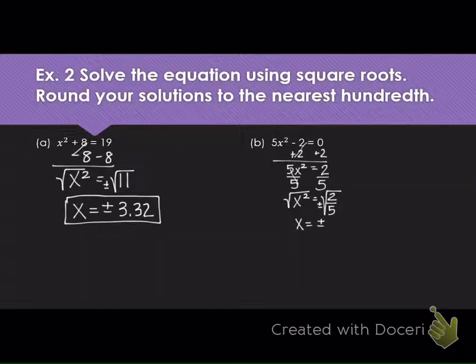Now, put that in your calculator. Again, we're rounding to the nearest hundredth. So there's no reason to separate it. You can literally plug it into your calculator just like it is. What is the square root of 2/5? 0.63. Again, you can leave it just like this.